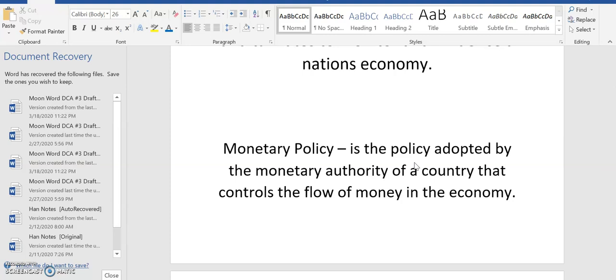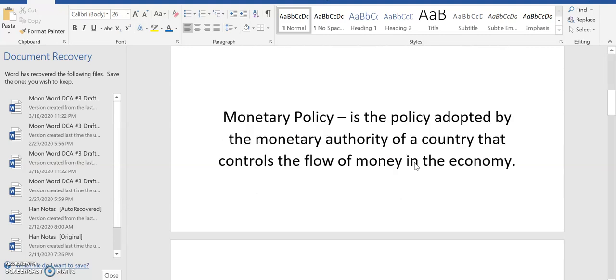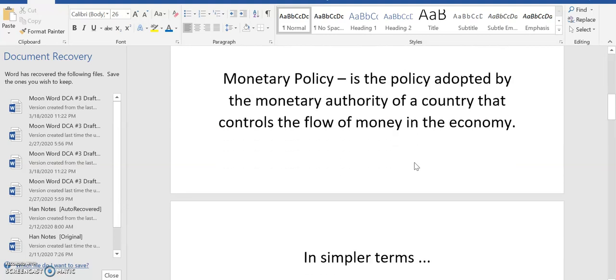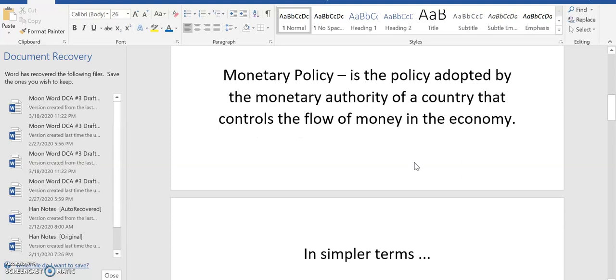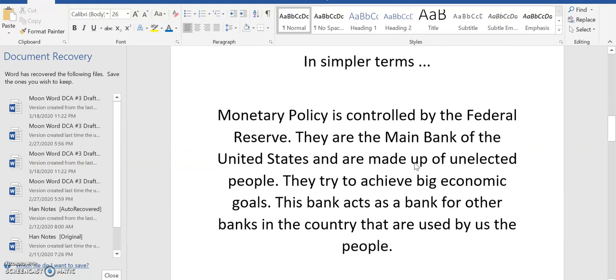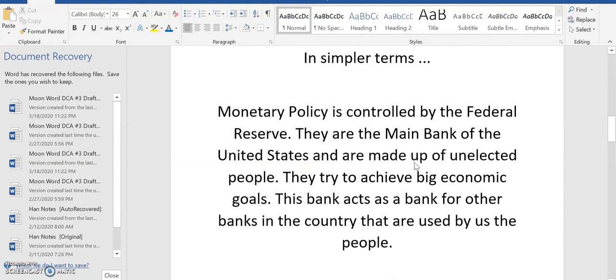I'm sure all of you are maybe confused or unclear about what that means in a country's economy. So in simpler terms, what does that mean? Monetary policy is controlled by the Federal Reserve. The Federal Reserve is made up of unelected officials. These are people appointed by people in our government, people we elected. So they're experts in money, experts in managing money and how it operates in the economy.